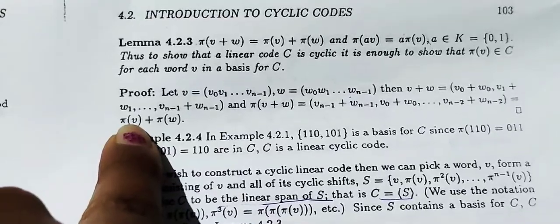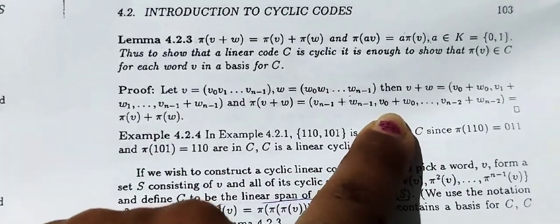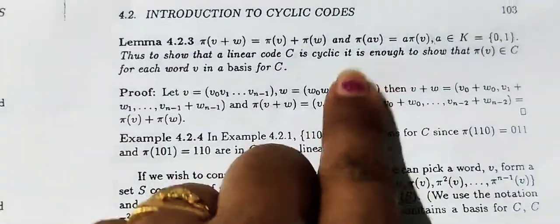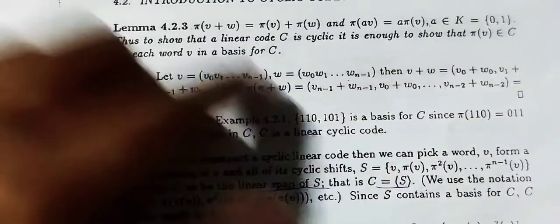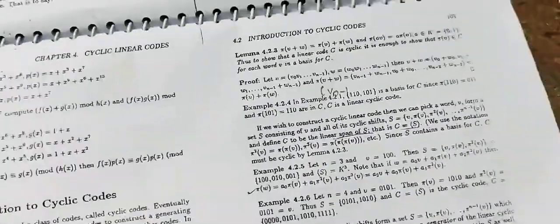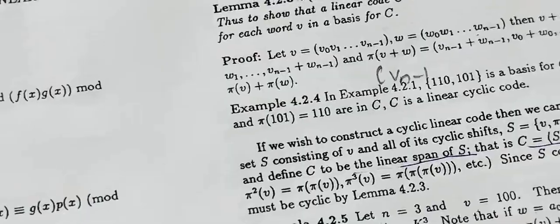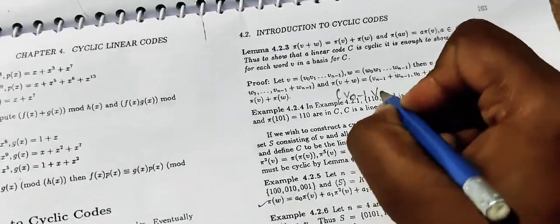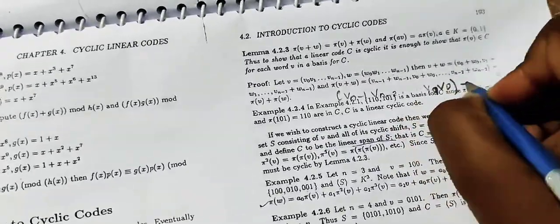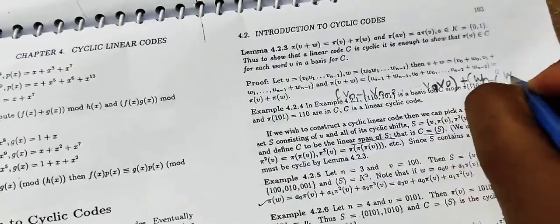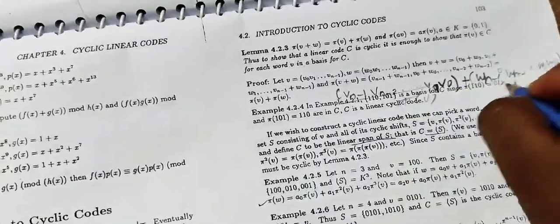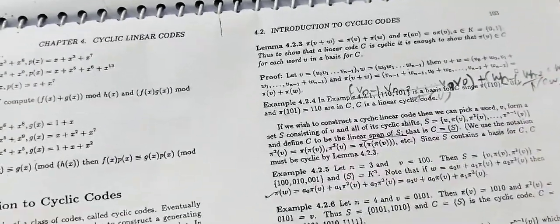What will pi of V be? We can split this again. So here Vn minus 1, Wn minus 1. Splitting into what? When we split, we get Vn minus 1, Vn minus 2, etc., V1, V0 plus Wn minus 1, Wn minus 2, etc., W1, W0. This is the same as pi of V and this is the same as pi of W. Okay, so this is the example.